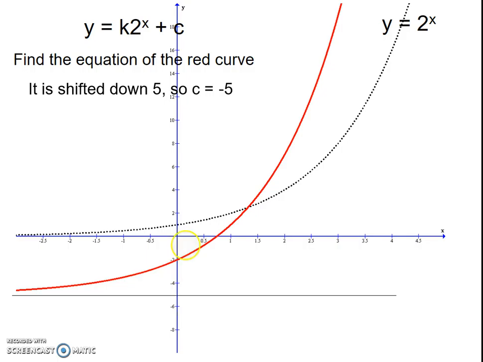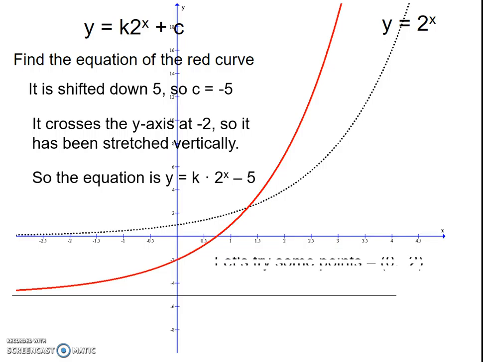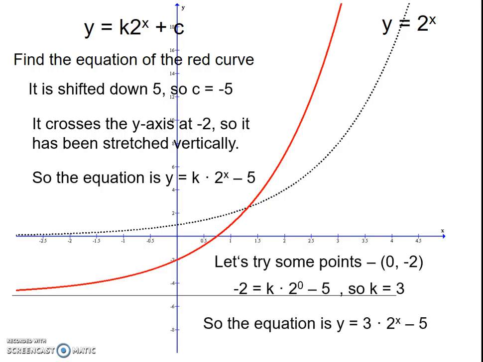But instead of going through 0, 1, if you moved it down 5, it would go through 0, -4, sorry. But now it's going through 0, -2. So it's been stretched by a factor of 3. Now you can find out that stretch by substituting in some points and see what happens. If you can't see that automatically, that's 3 times what it should be, or what it was.